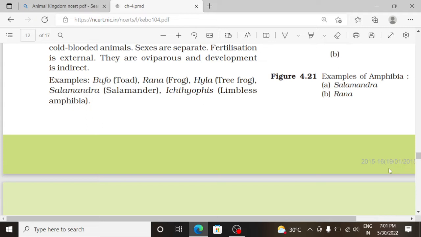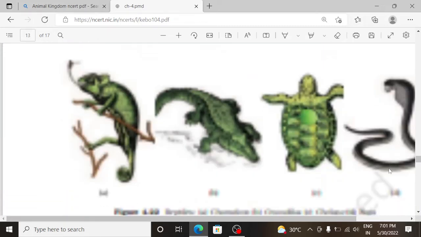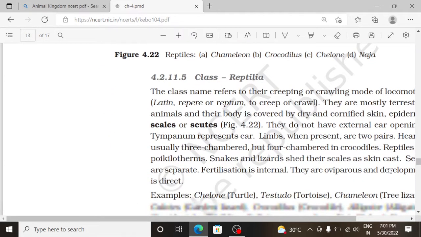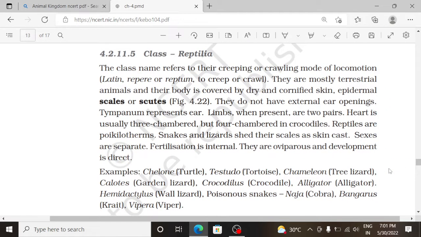Ichthyophis is limbless amphibia. Okay. Then class Reptilia. The class name refers to their creeping or crawling mode of locomotion. In Latin it is called as repere.